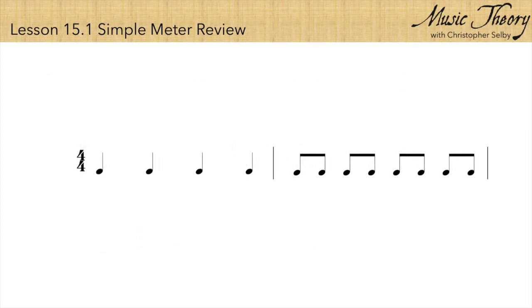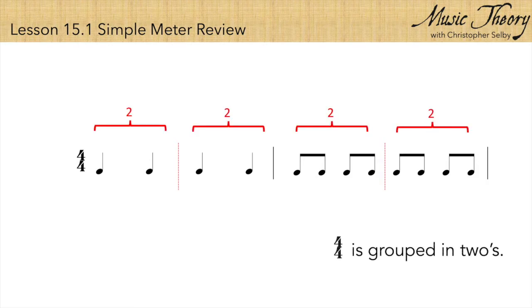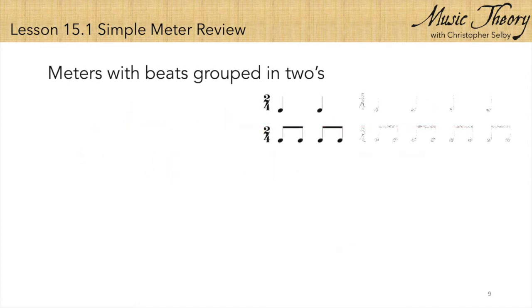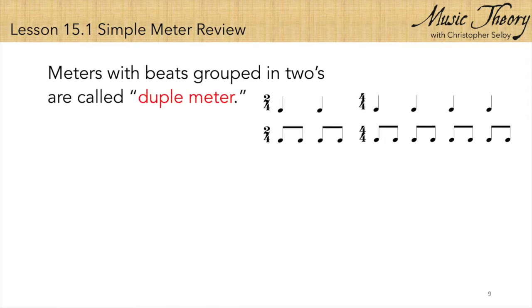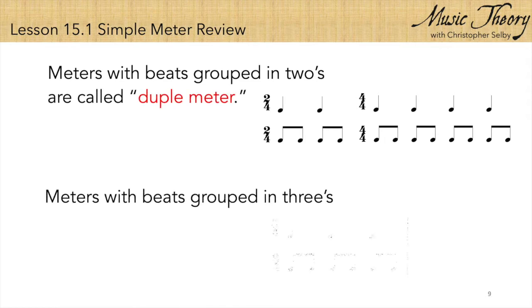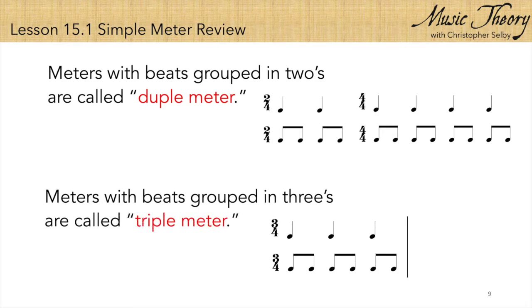But what about 4/4? 1, 2, 3, 4, 1 and 2, and 3, and 4, and. This same example could also be counted this way. 1, 2, 1, 2, 1 and 2, and 1 and 2, and. So 4/4 is also grouped in 2s, a lot like 2/4. Meters with beats that are grouped in 2s, such as 2/4 and 4/4, are called duple meter, and meters with beats grouped in 3s, like 3/4, are called triple meter.